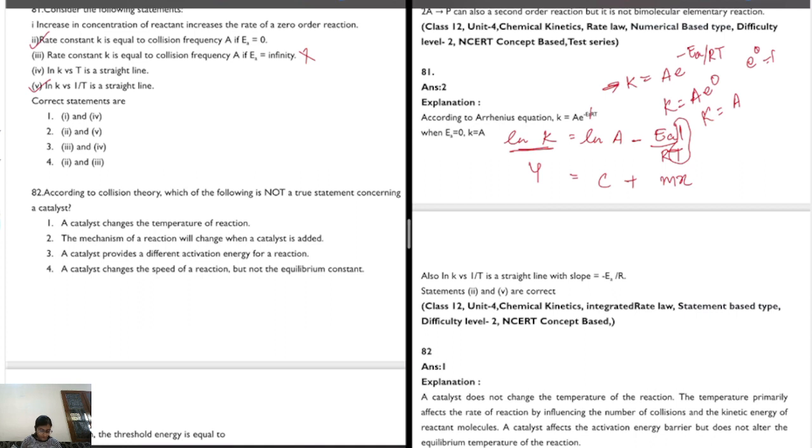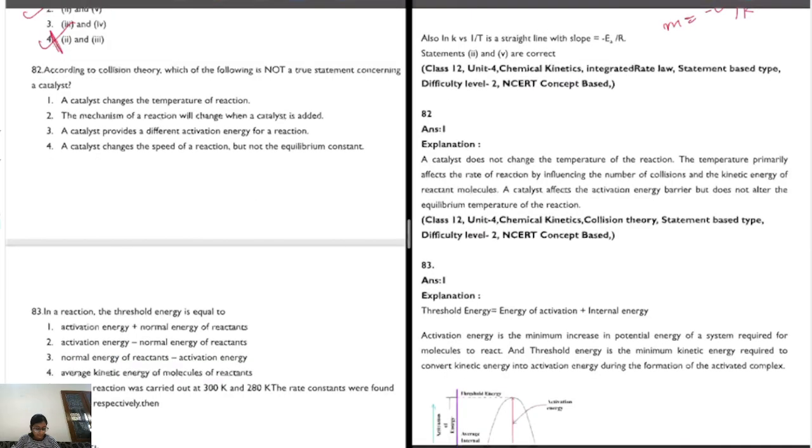In the next question, according to collision theory, which of the following is not a true statement concerning a catalyst? See, what is a catalyst? When we add the catalyst, it does not change the rate of the reaction.